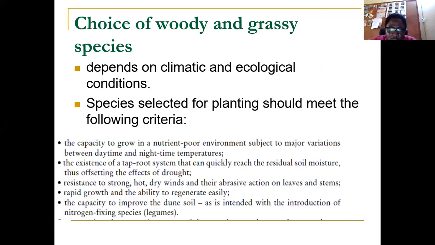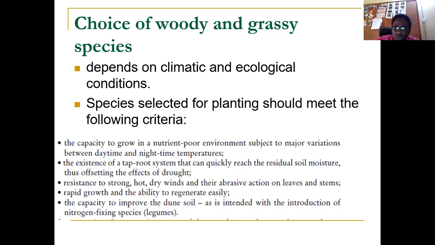But one of the things you need to consider is the choice of species. You need species that can survive, both woody and grass species. You need to consider the climate and the ecological conditions and whether they are suitable for the plants to survive. Look at species that have the capacity to grow in nutrient-poor environments, species that have taproot systems, and can tolerate drought or use residual soil moisture. They are resistant to abrasive action. Abrasive action is when the stones and the hot sand hit the surface of the leaves; it can cut them and tear the leaves. But these are plants that have very strong, tender leaves that can survive under such conditions.